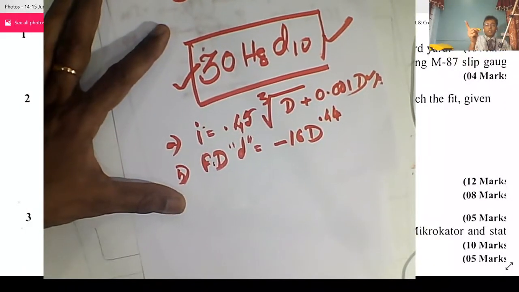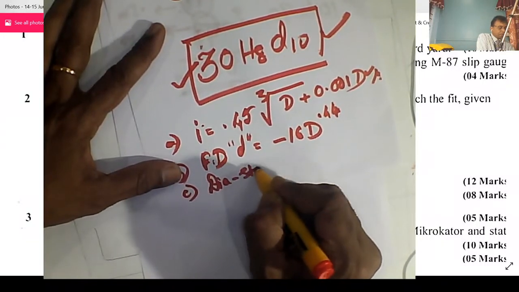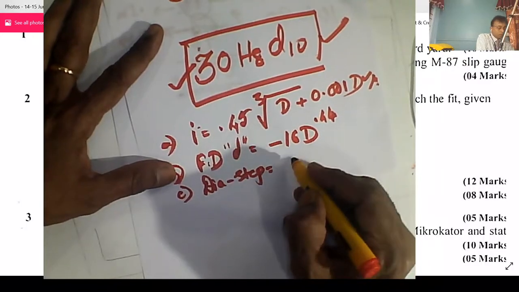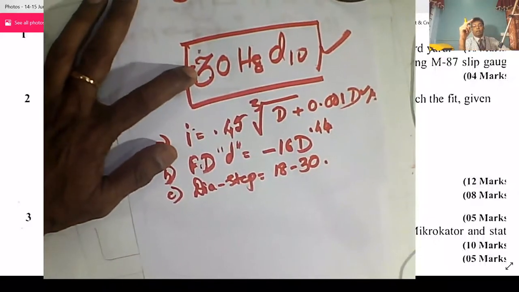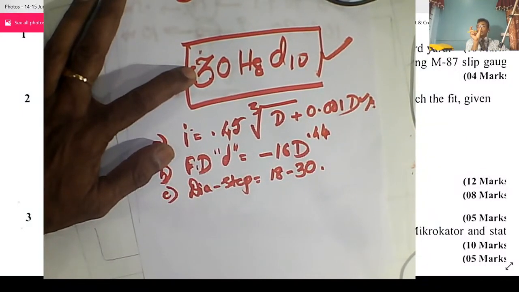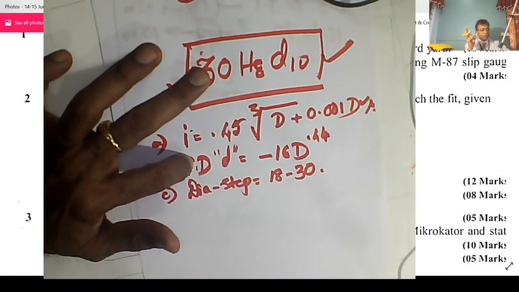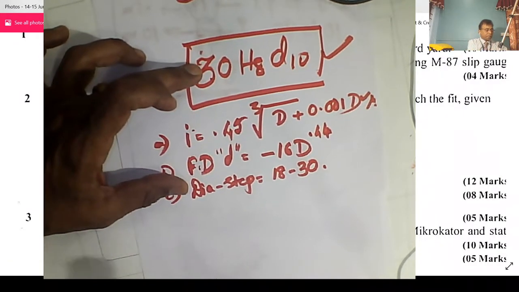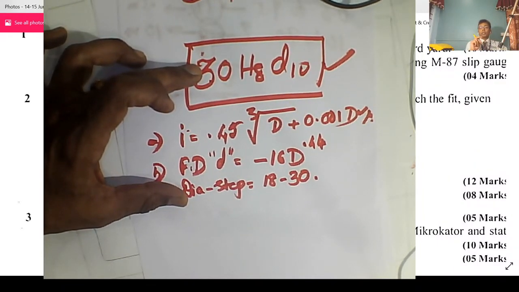Next, 30 mm, he has also given the diametral step. It may or may not be given, but in this case it is given as 18 to 30. Okay, observe one fact here. When the value is 30 mm, you need to consider the previous diametral step. If it is say 30 to 50, you need to consider 30 to 50 as the diametral step. Not the next step, 50 to 80, never ever use 50 to 80. Now clearly it is 18 to 30. So the question examiner himself has given you the diametral step, so no confusion. But even if it is not given, you need to remember this 18 to 30.